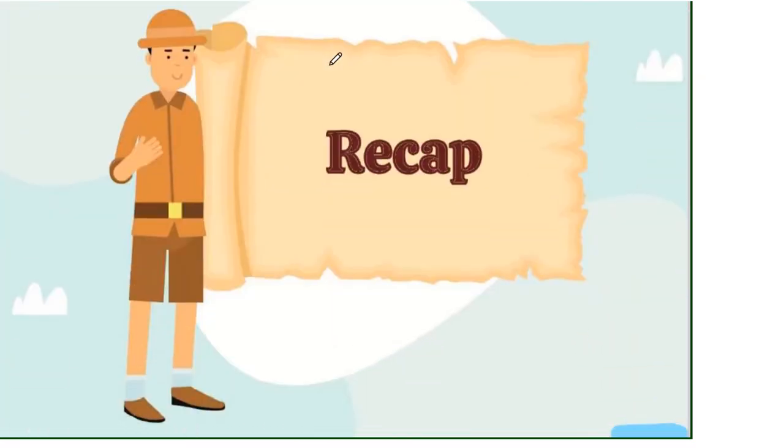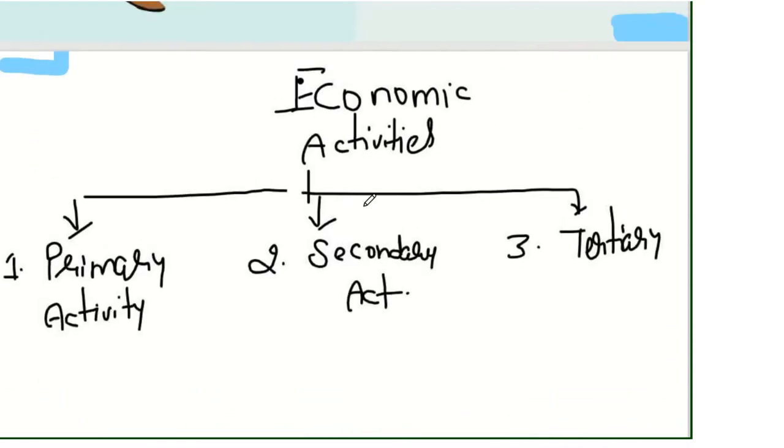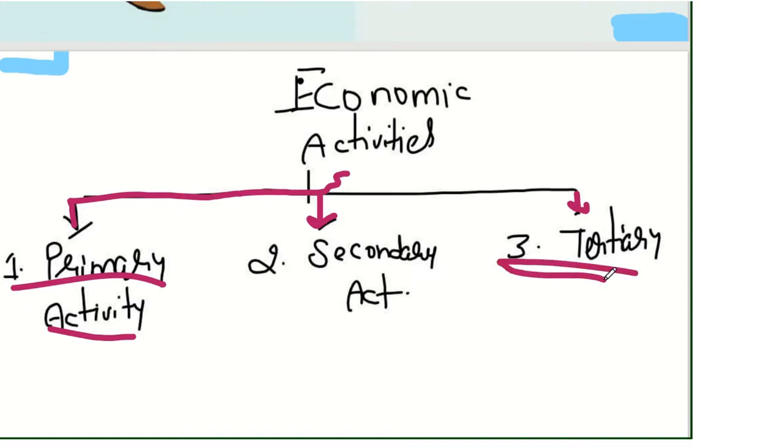So first of all, the recap. Economic activities. There are three types of activities: tertiary, secondary and primary. Sorry, I told it in reverse at first. Primary activity, which is also known as agricultural activity. Secondary activity, which includes manufacturing and all. Tertiary activity means the producing of services and all.